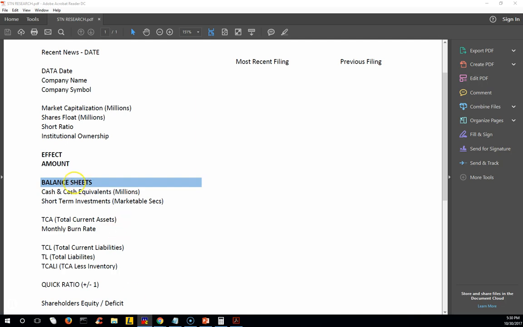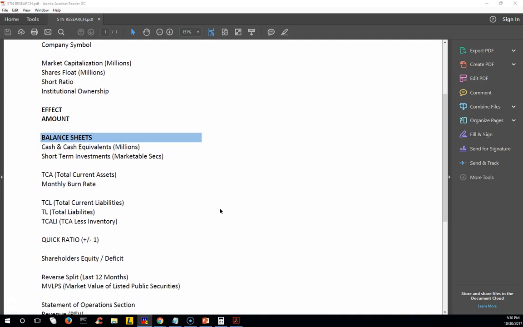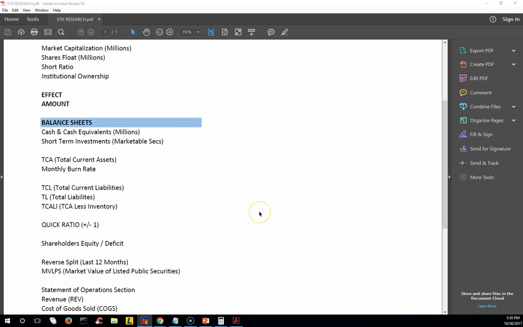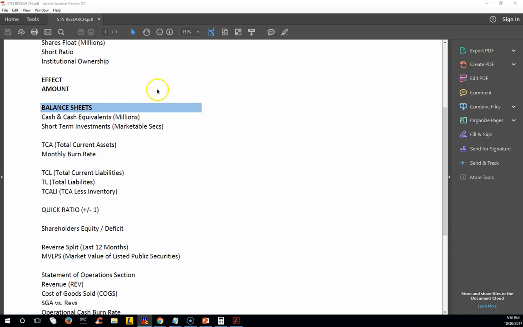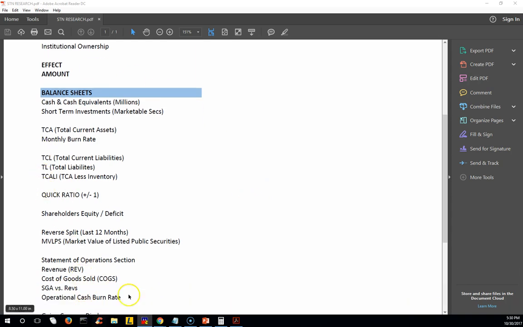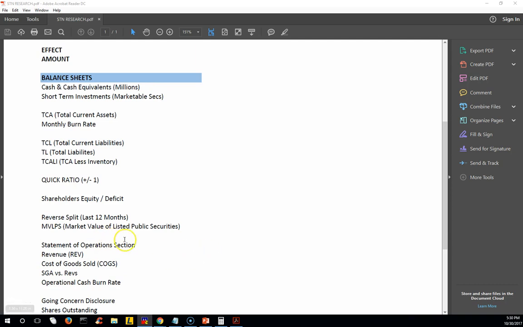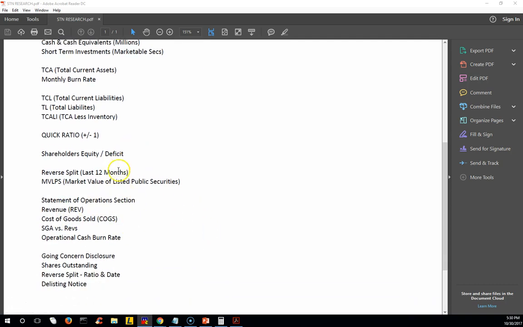Okay, balance sheet items. We talked about cash equivalents. I don't want to go through them all because we did talk about them already, right? I'm gathering this information. I'm saving it in an Excel spreadsheet so I can come back to it again and again as I need. All right. You'll notice all the information we talked about. Statement of operations section, you have the revenue, cost of goods sold, everything we talked about. Delisting, did they do a reverse, shares outstanding.